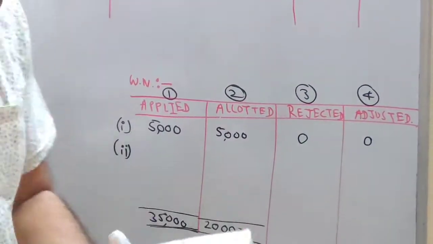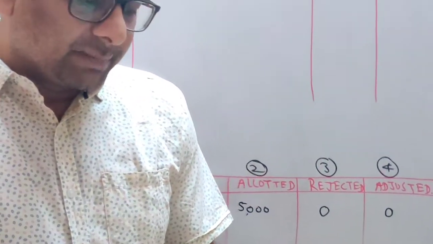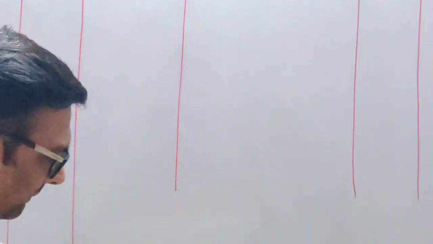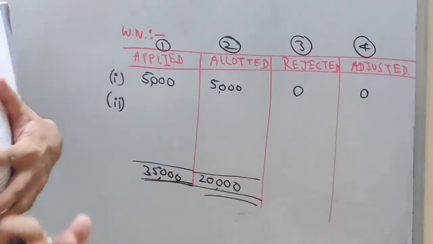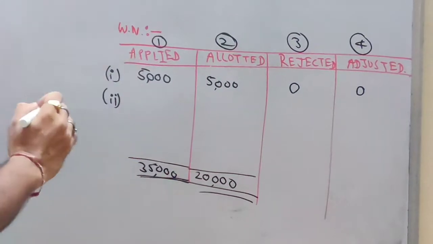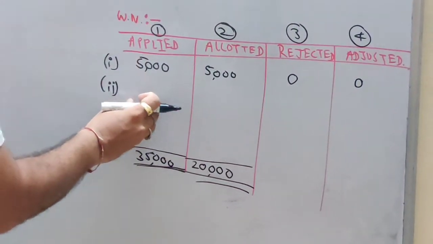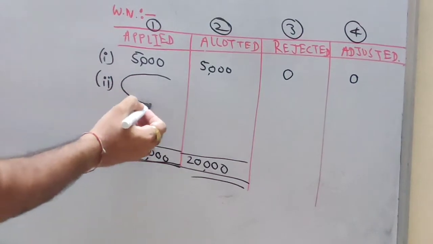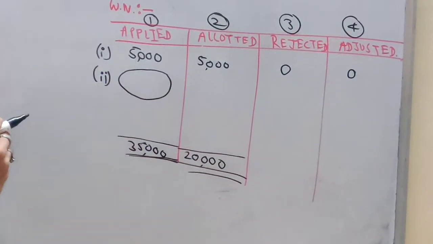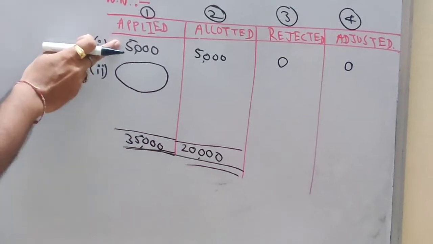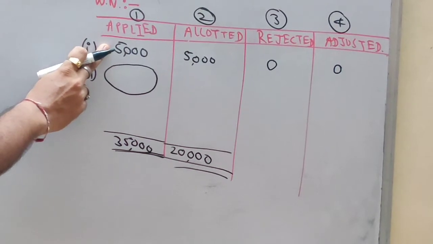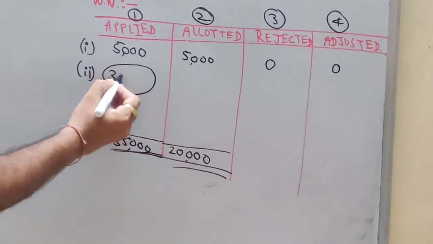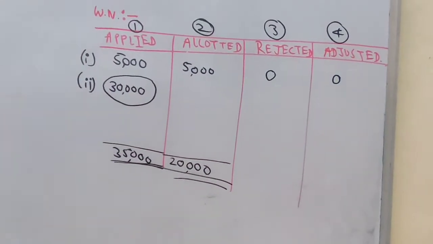Now, second category, what does it say? The question says other applicants were allotted shares on a pro rata basis. They haven't given any number in the question, students. Now how will you come to know how many applications were on pro rata? You have to write the balancing figure. How to get this missing figure? From the total you minus this 5,000. So 35,000 minus 5,000 will give you the remaining applications. So remaining applications are 30,000.